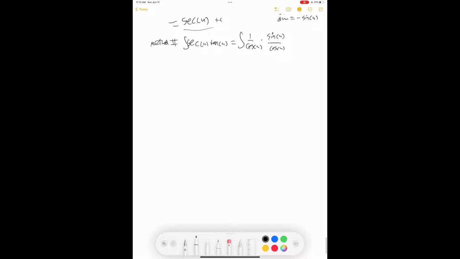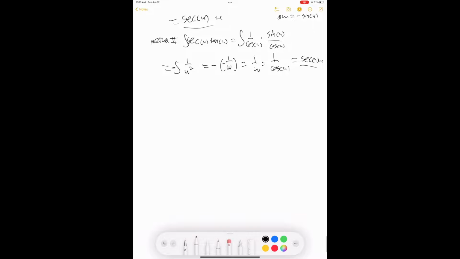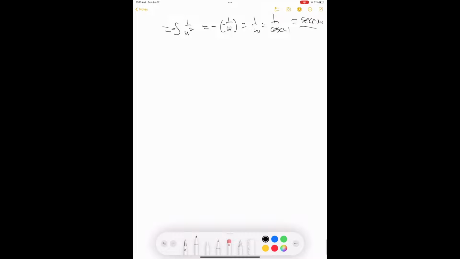I used w instead of u for the substitution because we had u's there already, but it's not really going to make a difference. I actually apparently used u again there. So we're going to have negative 1 over u squared, because the derivative of cos is negative sine. Sines cancel out. We got a negative there. Negative 1 over u is equal to 1 over u, which is equal to 1 over cos u. Remember to put those w's in. 1 over cos u is secant u plus c, and that's going to be our answer. So if you didn't remember that the derivative of secant is secant tan, that's another way to go about it with a little bit more problem solving.